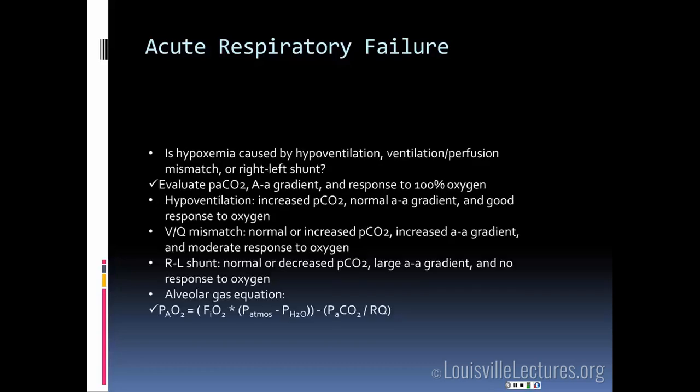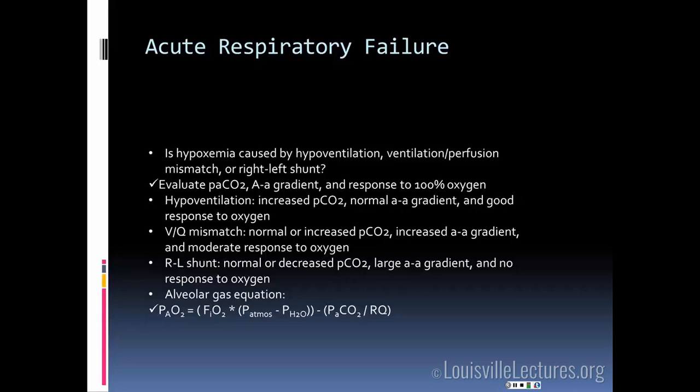So how are you going to tease out what type of acute respiratory failure the patient has? You want to find out if hypoxemia is caused by hypoventilation, ventilation perfusion mismatch, or right to left shunt. So first you're going to evaluate your PCO2, your alveolar arterial gradient, and the response to 100% oxygen. In hypoventilation, as you know, you're going to have increased PCO2. Normal AA gradient, so your alveolar arterial gradient is going to be normal, and usually there's good response to oxygen.